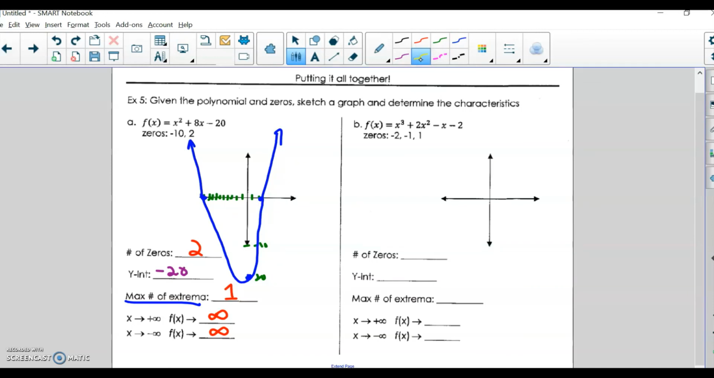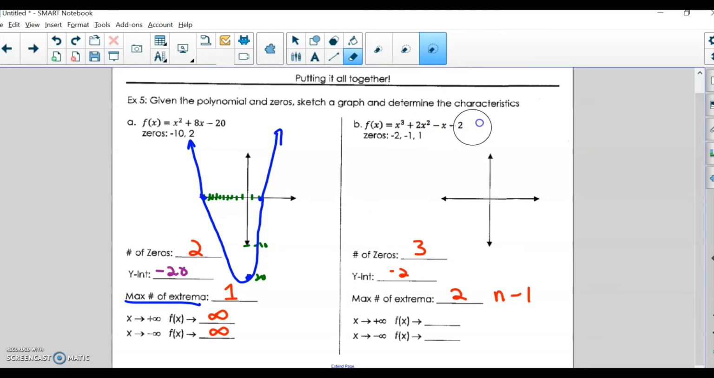All right, so we have a degree. They told us the degree is 3, so there are 3 zeros. The constant becomes the y-intercept. The number of extrema will be the degree minus 1, which is 2, so it's going to have 2 turns. The leading coefficient is 1, which is positive, so the right-hand side goes up. The degree is odd, therefore the left-hand side goes in the other direction. So we have that information.